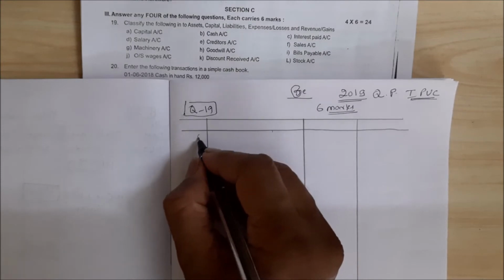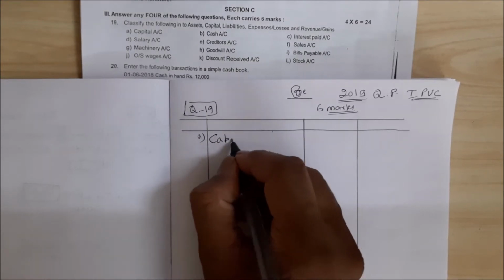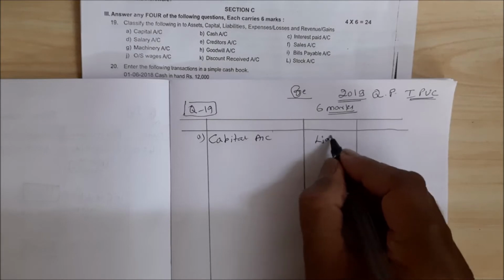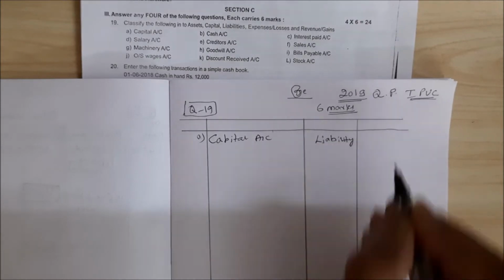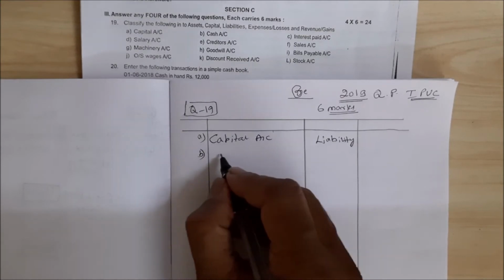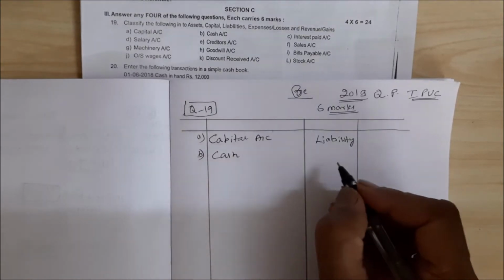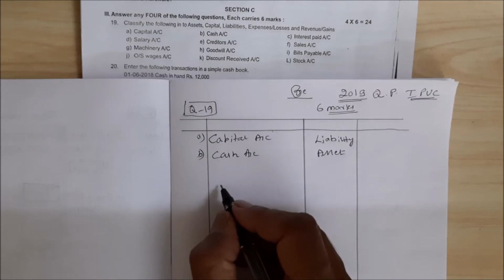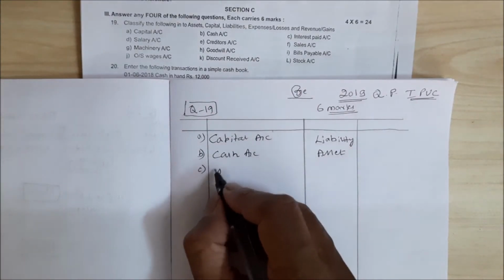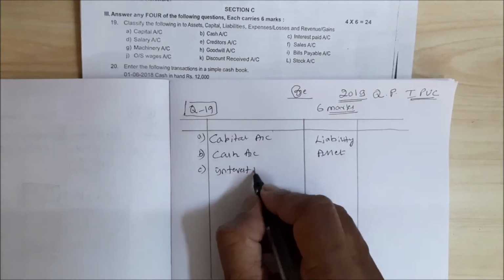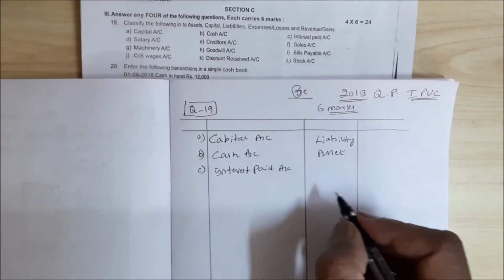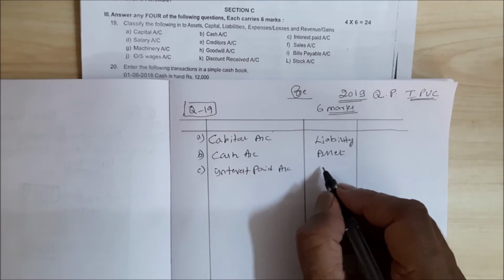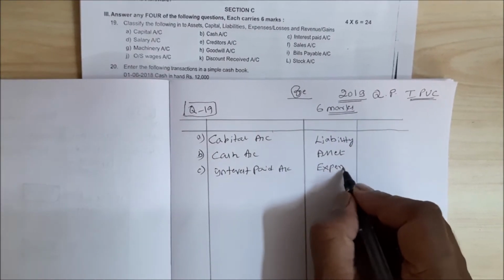First, A, capital account. Capital account is a liability. B, cash. Cash account is an asset. C, interest paid. Interest paid is regular. When it is regular, then it is a regular expense, which is called expenses.